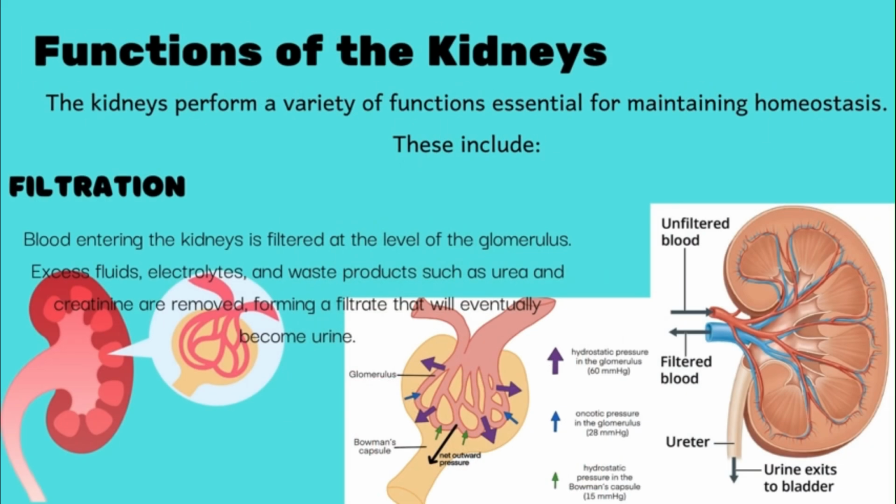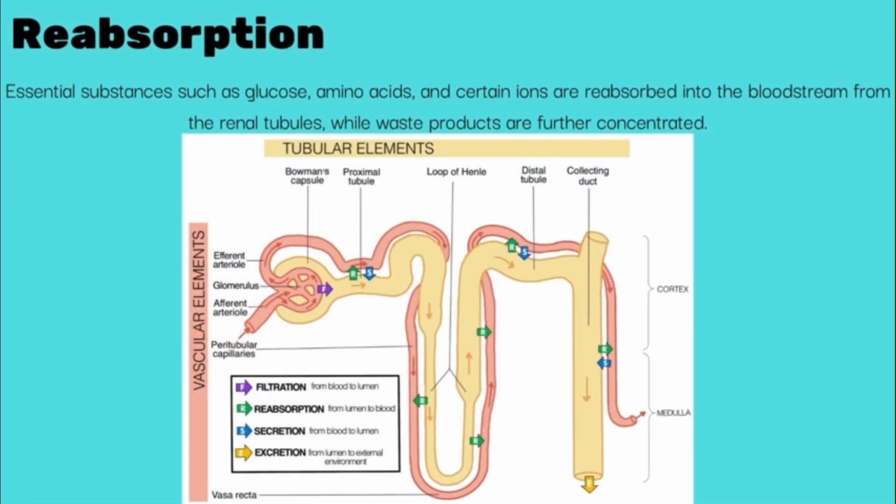Functions of the kidneys. The kidneys perform a variety of functions essential for maintaining homeostasis. These include filtration. Blood entering the kidneys is filtered at the level of the glomerulus. Excess fluids, electrolytes, and waste products such as urea and creatinine are removed, forming a filtrate that will eventually become urine. Reabsorption. Essential substances such as glucose, amino acids, and certain ions are reabsorbed into the bloodstream from the renal tubules, while waste products are further concentrated.